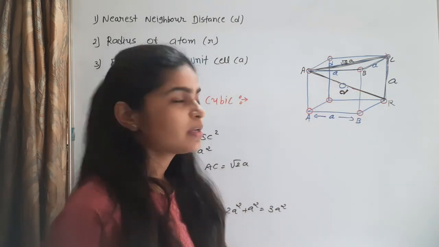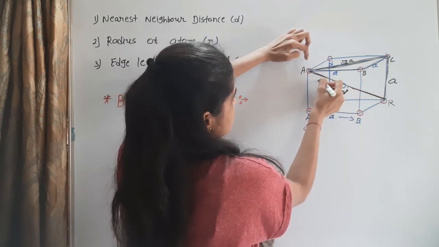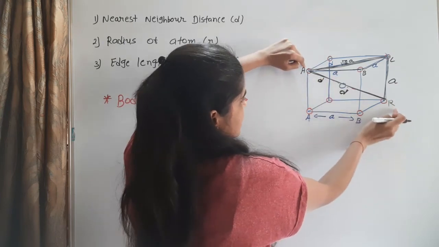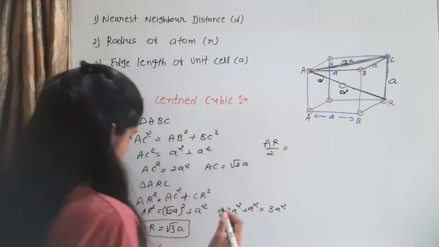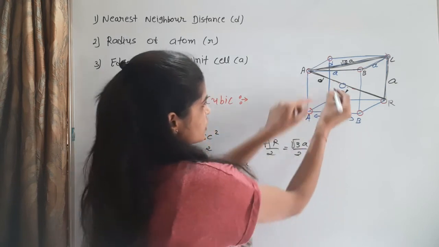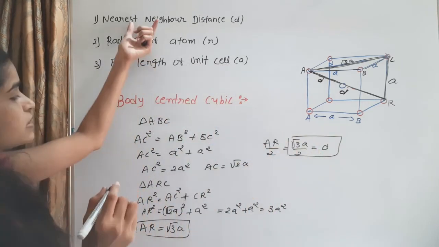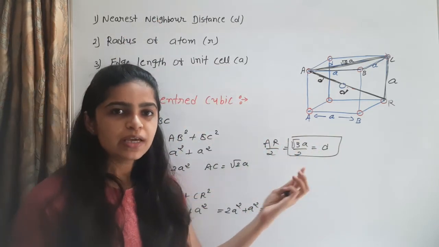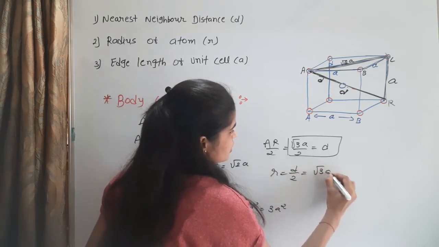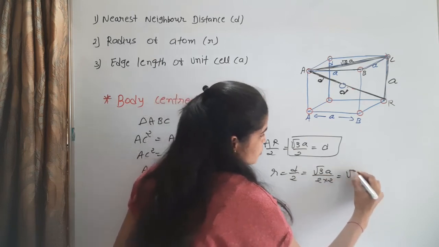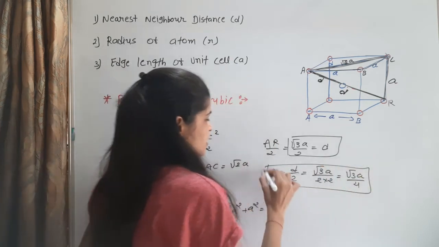Then we take half of this AR, which is equal to D. AR by 2 is equal to under root 3 A by 2, which gives the value D. The nearest neighboring distance is under root 3 A by 2. Then find the radius: R is equal to D by 2, which is under root 3 A by 2 into 2, so R is equal to under root 3 A by 4.